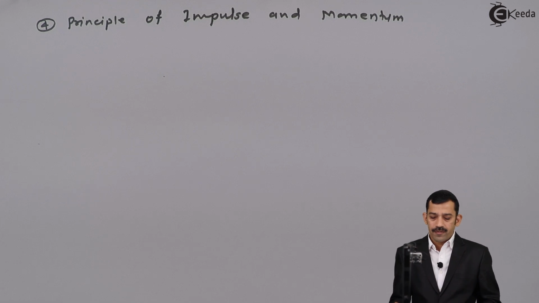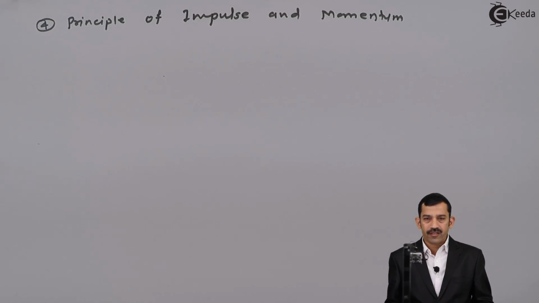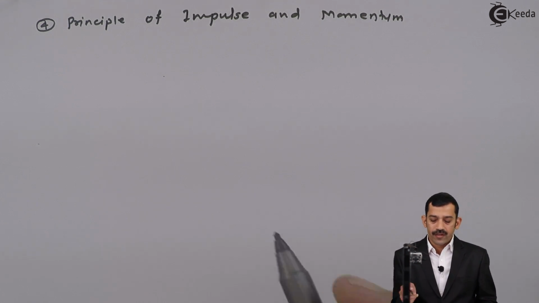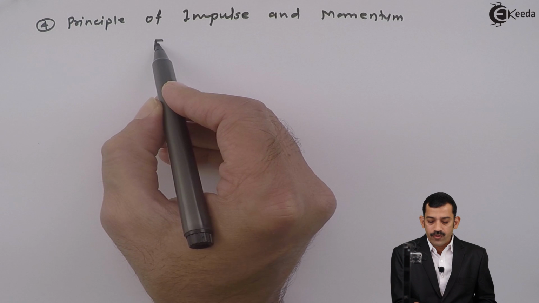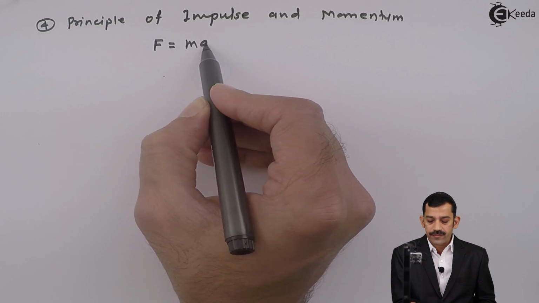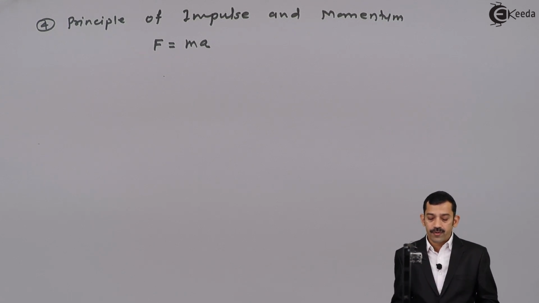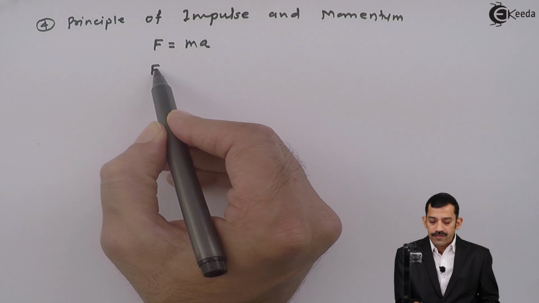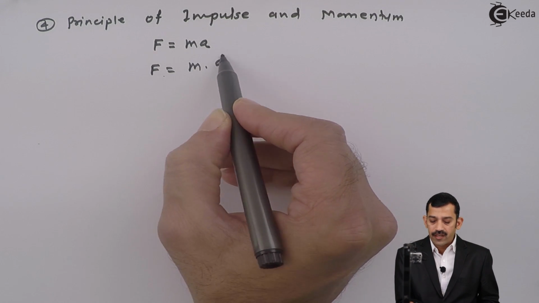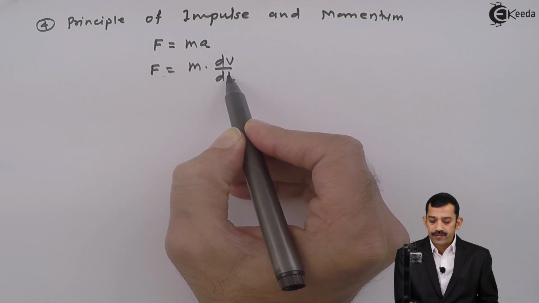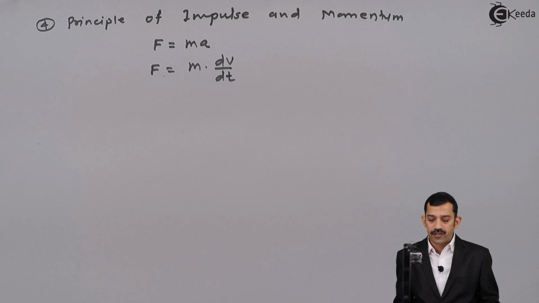In principle of impulse and momentum, which is relation between impulse and momentum, we'll get this relation, that means principle, from Newton's second law, where Newton's second law is what? F equal to mass into acceleration, where F represents resultant force acting on any body, mass represents mass of body and A represents what? Acceleration. Now if we'll write this again, F equal to mass into dv by dt. Acceleration is rate of change of velocity with respect to time.